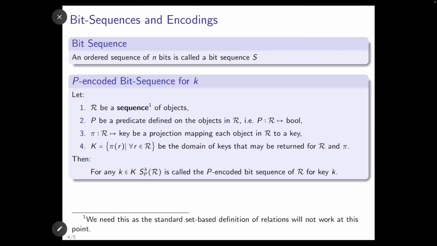So by bit sequence, I mean an ordered sequence of n bits, and I call that a bit sequence S. Not strike through, I just wanted to underline. And the important thing is to understand a predicate encoded bit sequence for K. So we need 4 things for that. So first we need a sequence of objects. So here I'm making a difference to the standard relation definition. We have sets, and really when I say set, I mean this is not ordered. I have no idea what the order is.